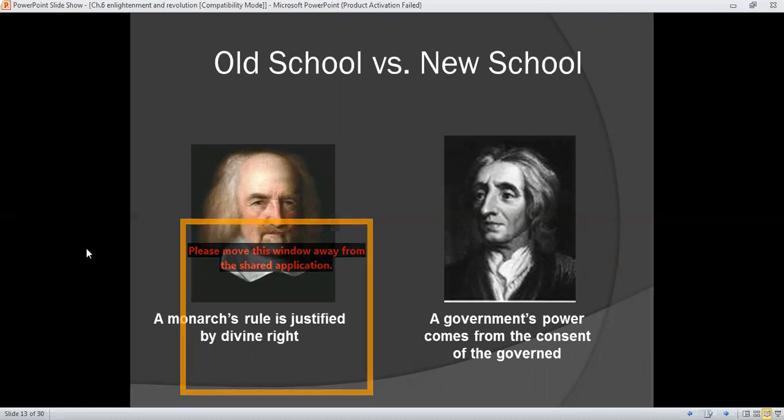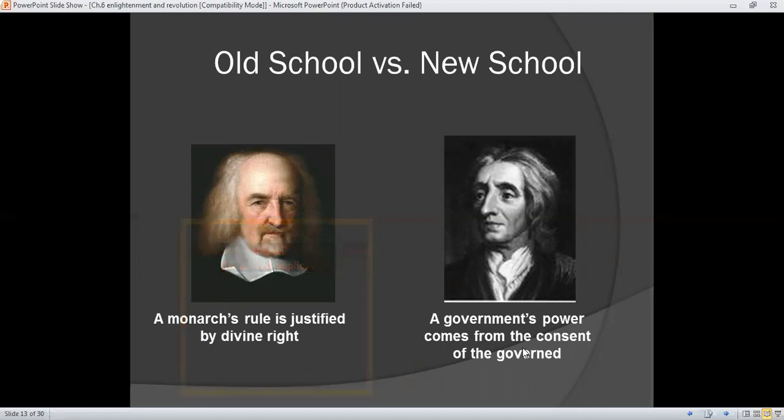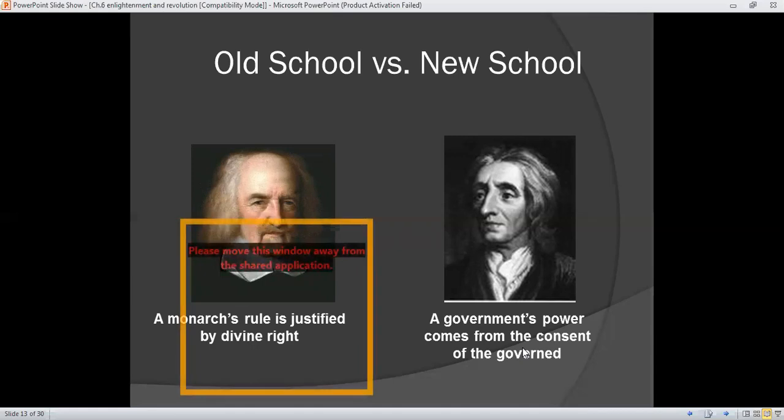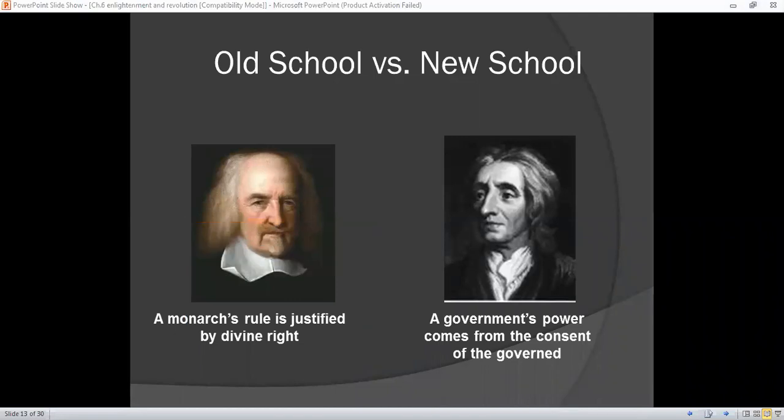So instead of being ruled by one person whose words we follow, no, we should have a government. This government should come from the common people, and the common people should agree or decide who is to rule them. So, do you understand the old versus the new school? Is it clear? Can you all see the screen? Yes.